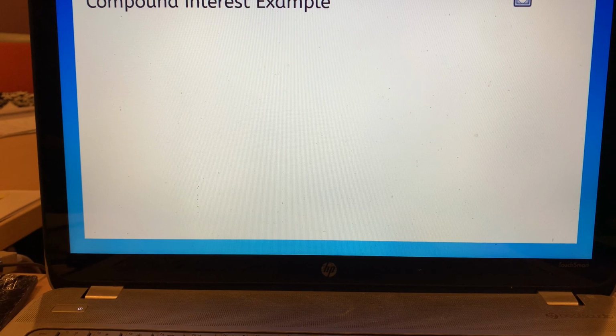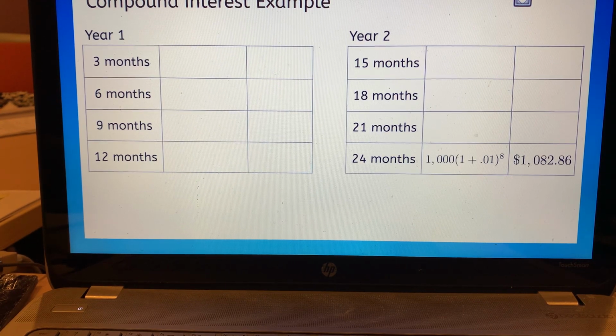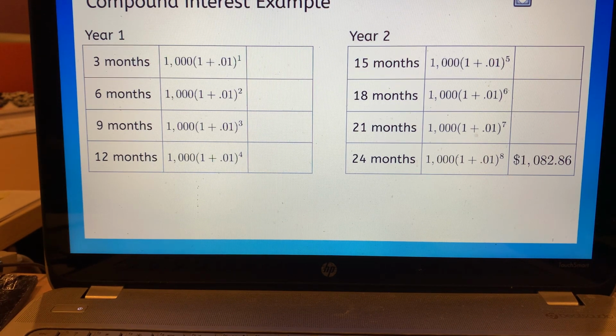We don't have to skip straight to the end. We can actually track the total amount every time it compounds. All we have to do is change the exponent to how many times it would have compounded at that point. After 3 months, it will compound for the first time. So we can just use an exponent of 1 to find that it will now have $1,010. After another 3 months, it compounds a second time. So the exponent is 2. Now the account is up to $1,020.10. Why don't you pause the video now and try and throw in the remaining amounts in your notes.